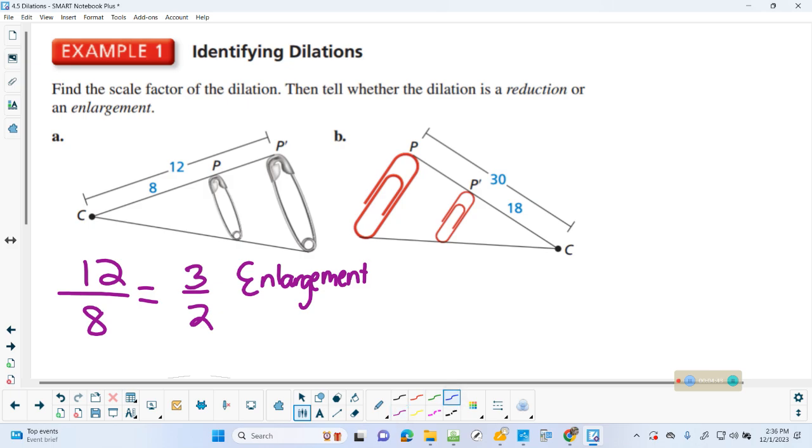Okay, let's look at B. Same thing, let's set up our fraction. Now again, we just have to look very closely at the picture. To the image first. So really, you got a 50-50 here. Is it 30 over 18 or 18 over 30? The image is which one? The one with the prime or without?